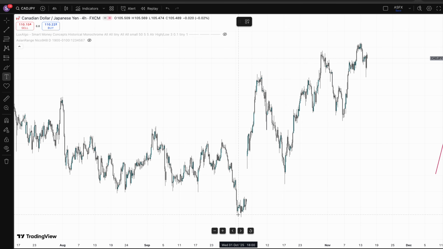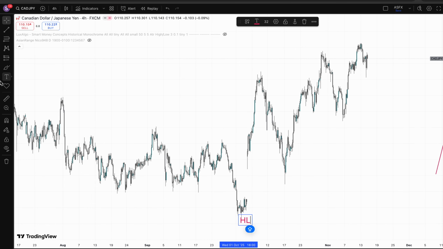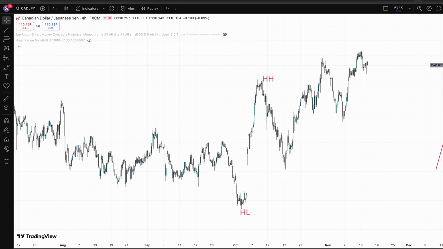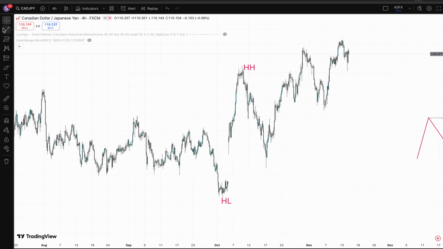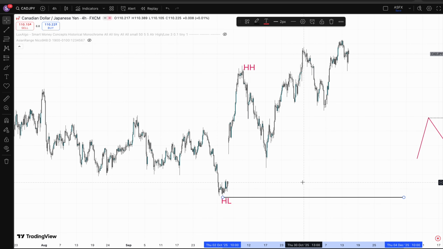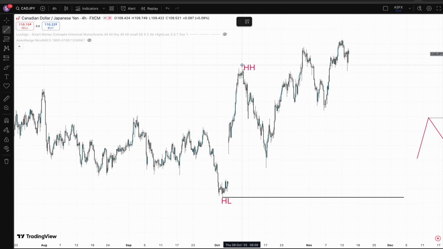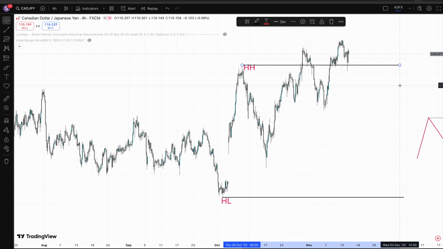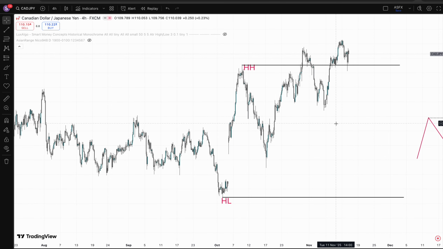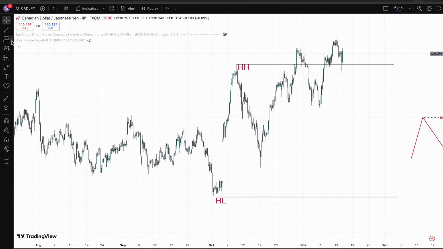If you mark this thing out, this is a higher low and a higher high. So where is our structure, guys? As I explained to you guys, our main structure is from this higher low to this higher high. And then what do we expect? We expect price to retrace back to what?